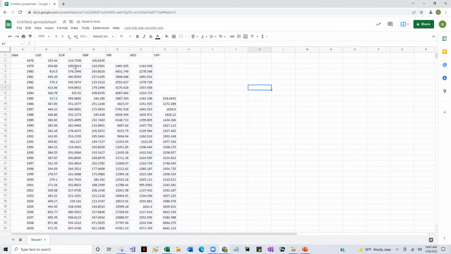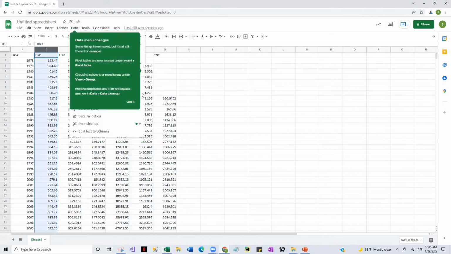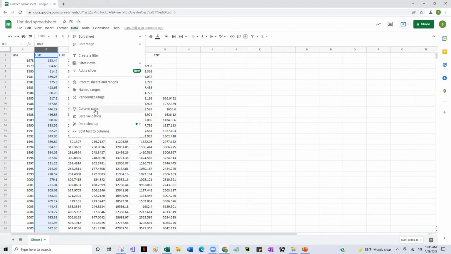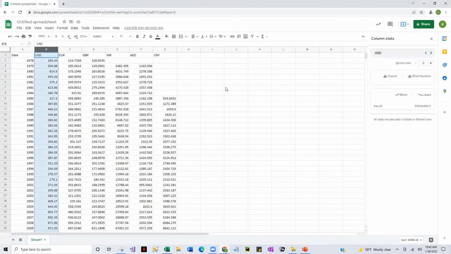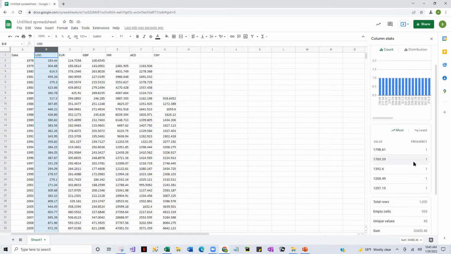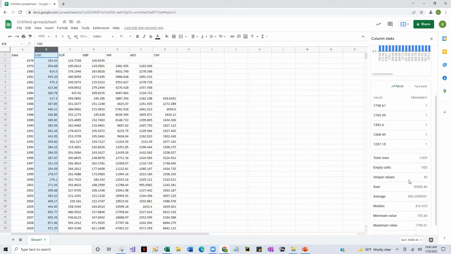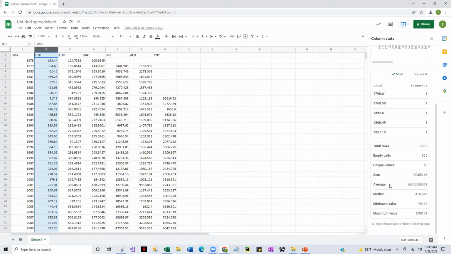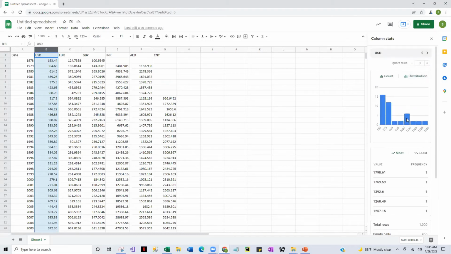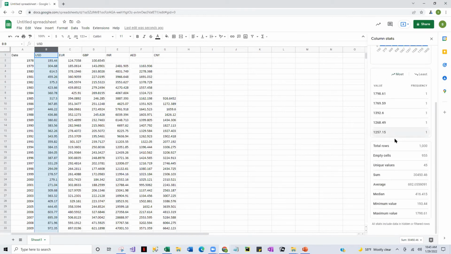So I have this one column. I'm going to Data, and I'm going to say Column stats. What it is going to give me, Google is better. See, it's giving you the distribution. It is going to give you the frequency, total rows, unique values, the sum, the average. I don't see the standard deviation here, but it is giving you more values here.